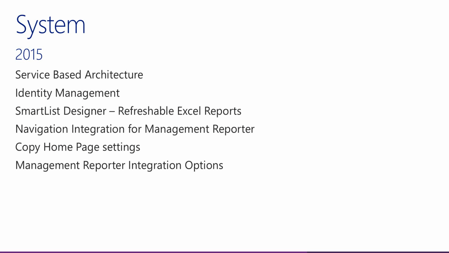The next thing I'm going to do is go over a few of the main system features they've added for 2015. Again, you have the service-based architecture that gives us the ability to have companion apps like the Business Analyzer version 7, and identity management, which gives us the ability to have single sign-on through the web client and through Microsoft Azure and Office 365. There's also the addition of the SmartList Designer with refreshable Excel reports, and the navigation integration for Management Reporter, so we don't have to open another application and can launch Management Reporter reports right from inside GP. And the copy homepage settings and the Management Reporter integration options.